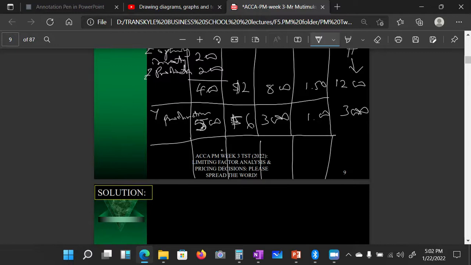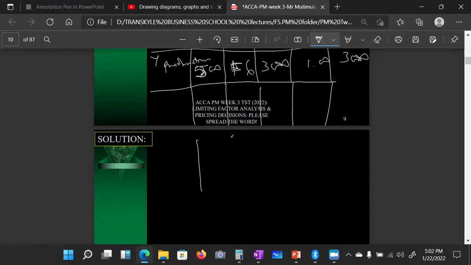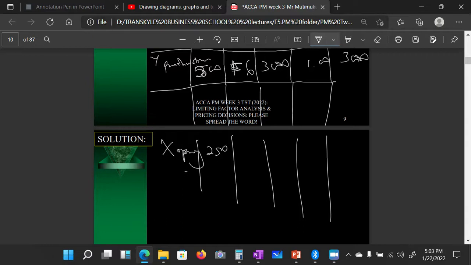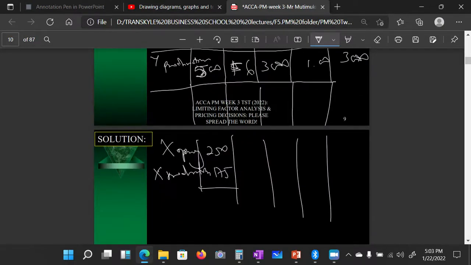We then have to do the same for product X. There was opening stock of 250, if you still remember, and then X production, the items which were produced, which were 175, because here we indicated it's 175. So in total they become 425.